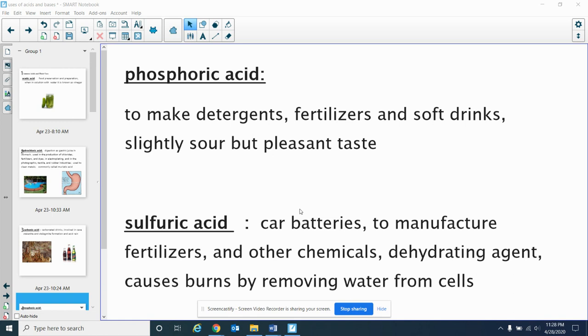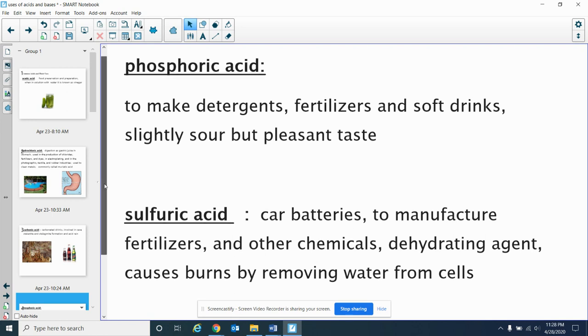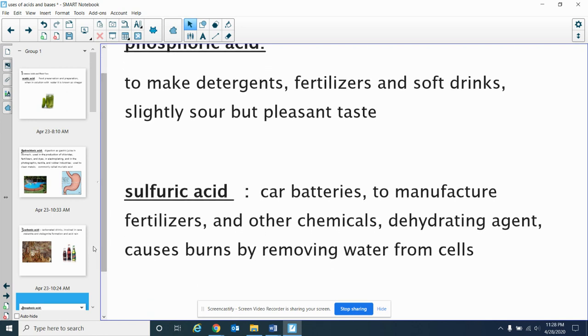Sulfuric acid, that's what's in car batteries, and it's also used to manufacture fertilizer and other chemicals. It's a dehydrating agent. It causes burns by removing water from cells. So there's concentrated sulfuric acid in car batteries, which is one of the reasons that you never want to throw a car battery just in the trash. A lot of times too, there's lead and other harmful things in car batteries, so you should not just throw them in the trash.